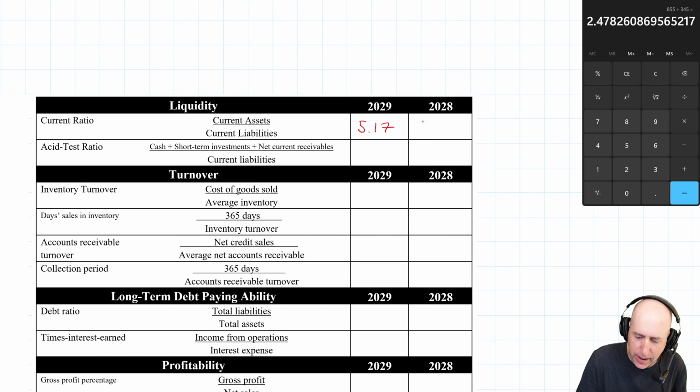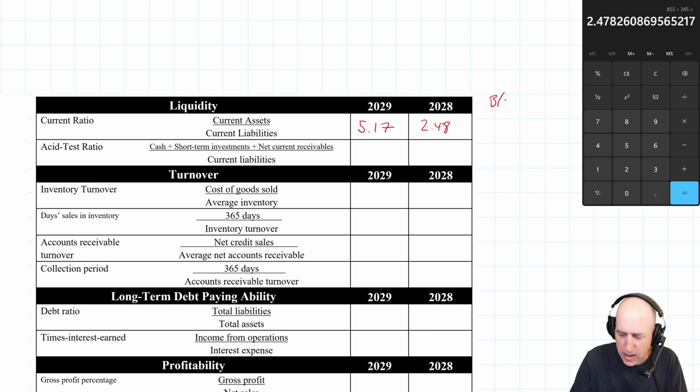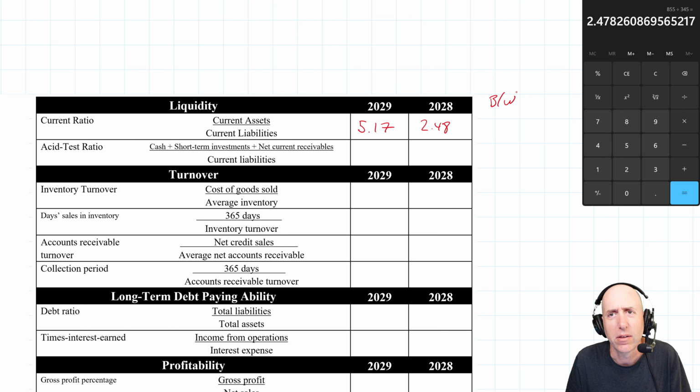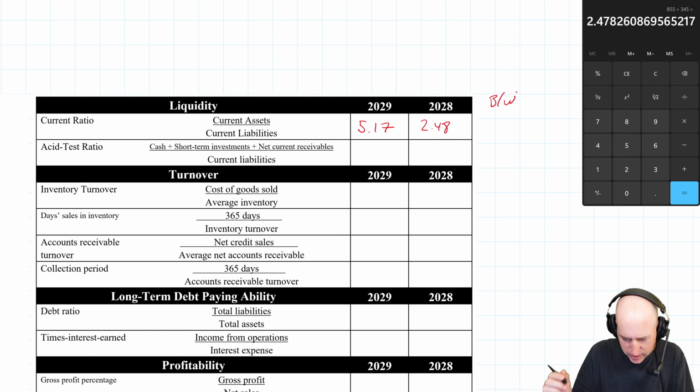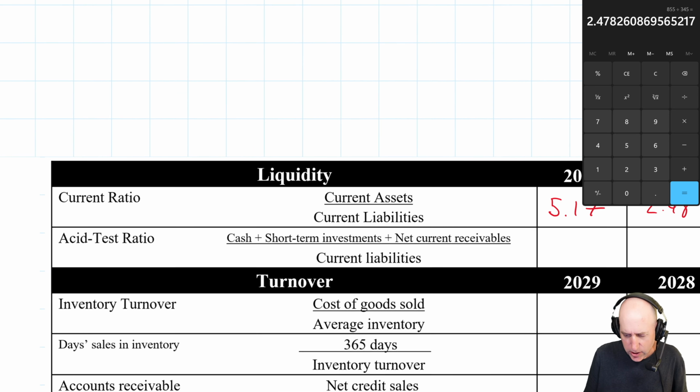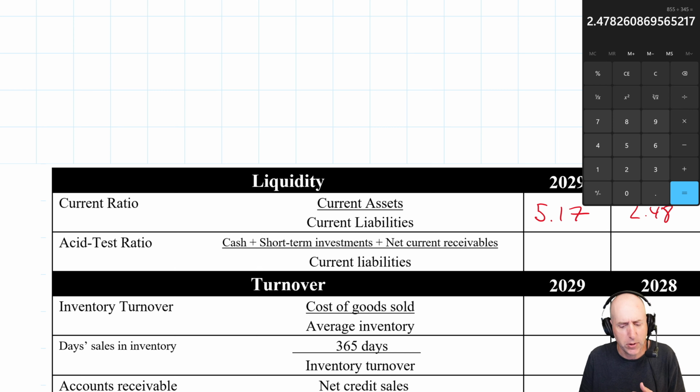2.48, and something I should add to my table here, and I'd suggest you do, is just B/W. Is this getting better or is it getting worse? And a rule of thumb for us is for the current ratio, bigger is better, and maybe bigger is better is the wrong turn of phrase. Bigger is safer, and for us, safer is better. So that's getting better.